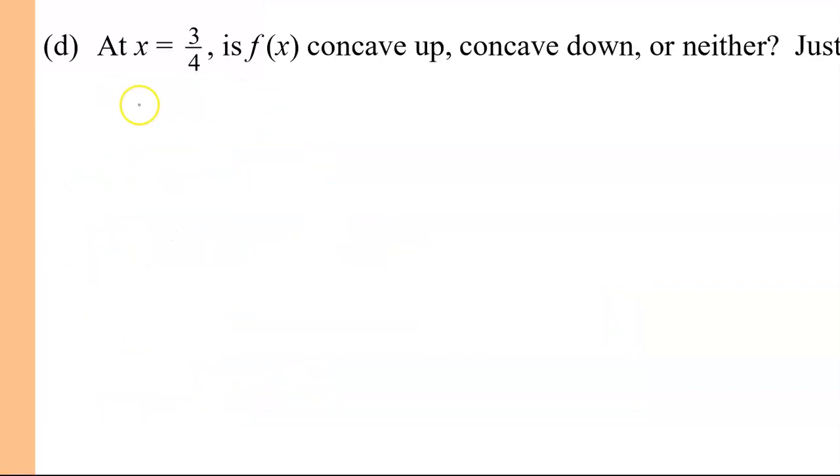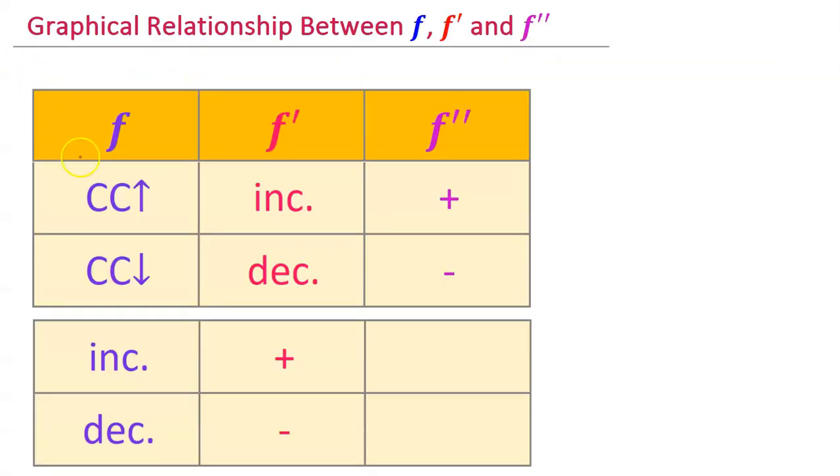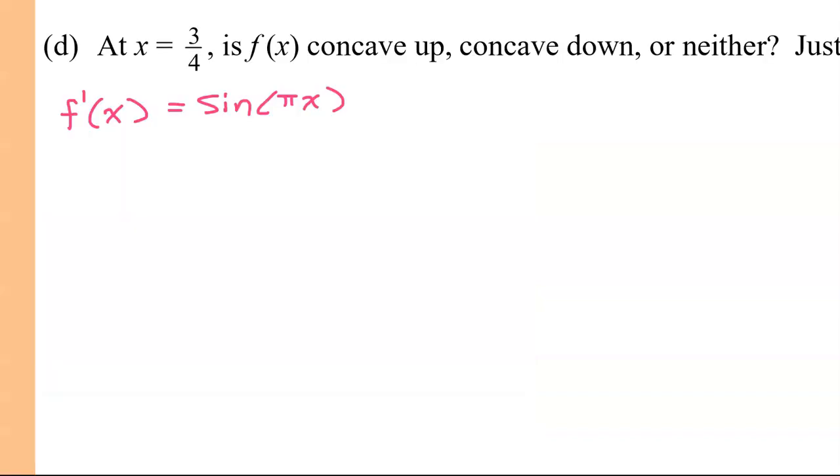For part D, we must determine whether f of x is concave up, concave down, or neither at x equals 3/4. We know that f will be concave up when f double prime is positive, and f will be concave down when f double prime is negative. We are given that f prime is equal to sine of pi x. F double prime will be the derivative of f prime. The derivative of sine is cosine.